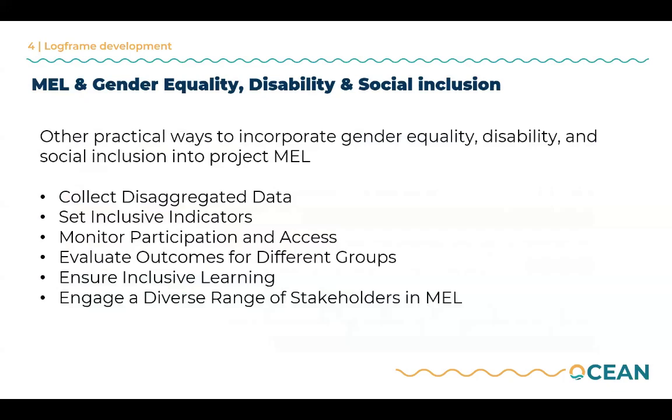And then other ways to incorporate gender equality, disability, and social inclusion into your project MEL is to make sure that you're planning for collecting disaggregated data. You're setting inclusive indicators. You're planning to monitor participation and access to things like your events and your workshops or your training. And think about how you're going to evaluate your outcomes for different groups, or how you're going to make sure the things that you learn from the project are inclusive. How will you make that available in different languages or for different literacy levels, for example?